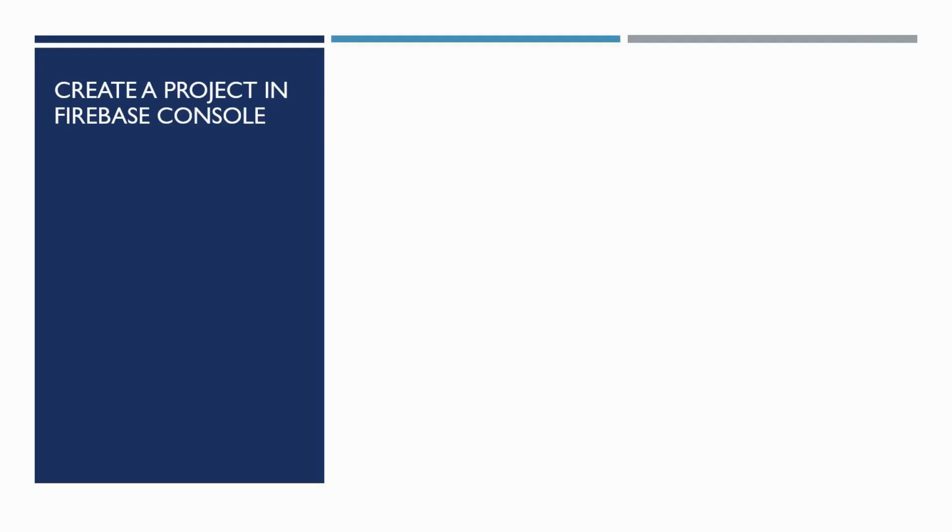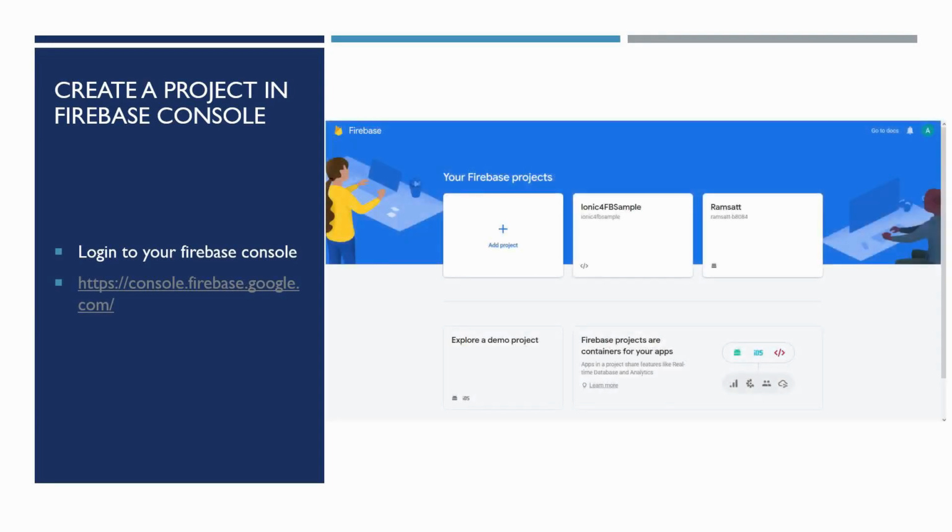Next one, we need to create a new project in the Firebase console. First of all, you need to log in to your Firebase console using the following URL. Once you successfully enter into your Firebase dashboard, you see this page. Next you need to create a new project, so simply click the add project button.